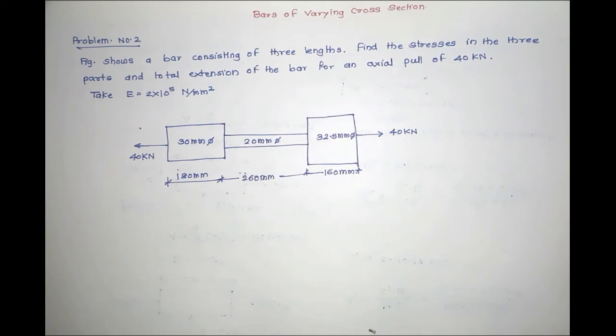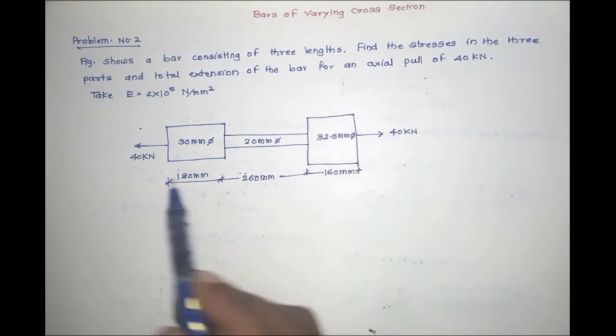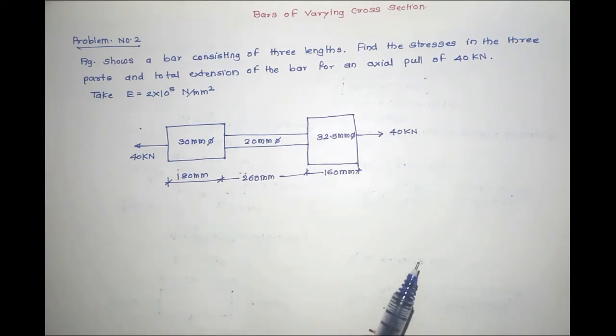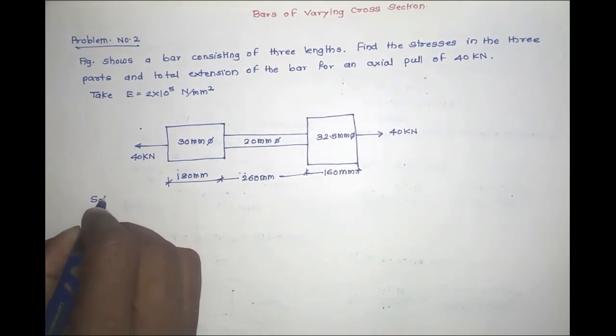The figure shows that the first part has a 30 millimeter diameter, the second part has a 20 millimeter diameter, and the third, last part has a 32.5 millimeter diameter, and it is subjected to a load of 40 kilonewton on both sides. The first part has a length of 180 millimeter, the second part 260 millimeter, and the third part 160 millimeter. First we will calculate the stresses in the individual bars, and then we will find the change in length.